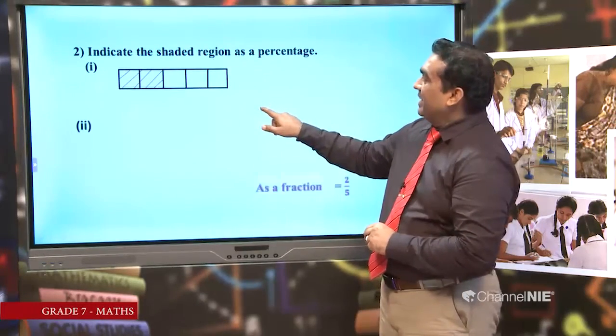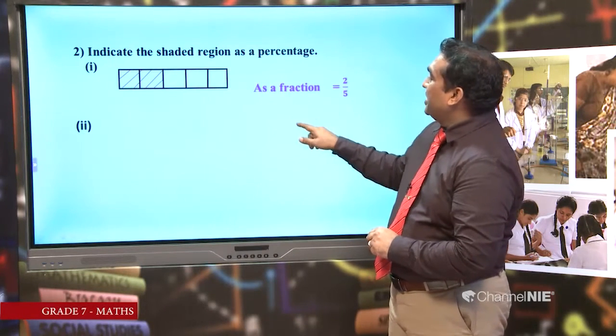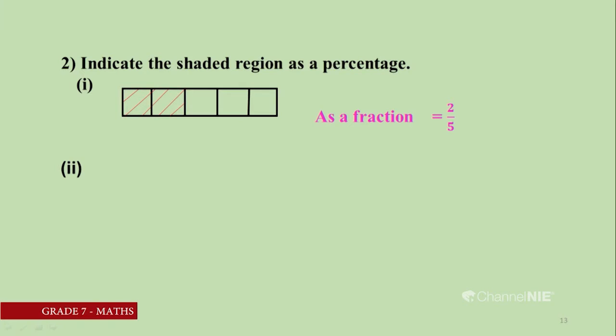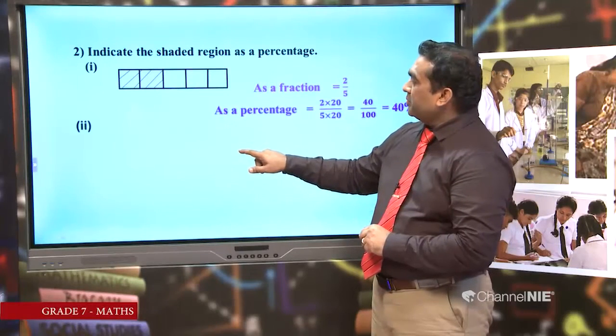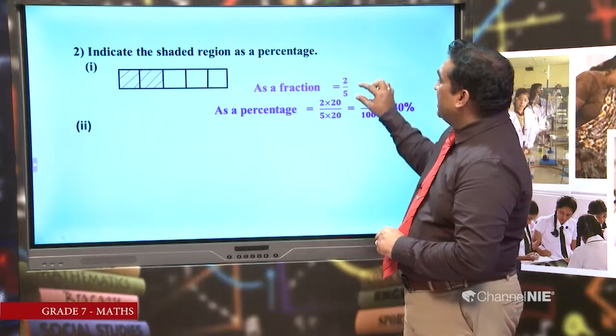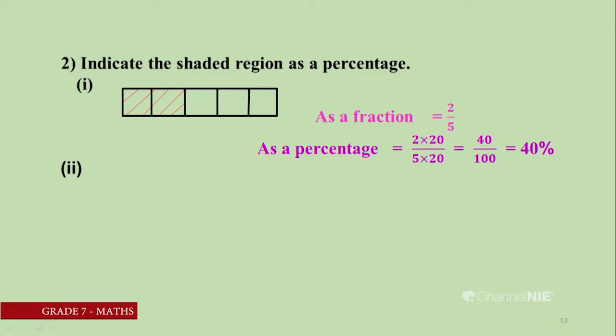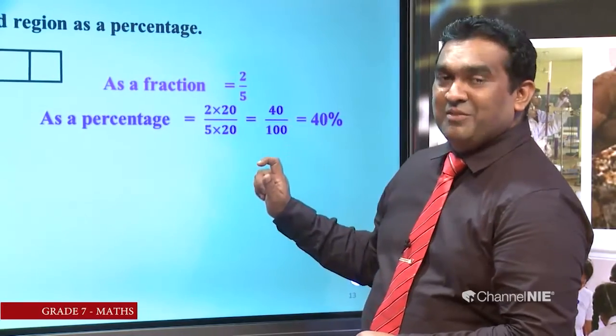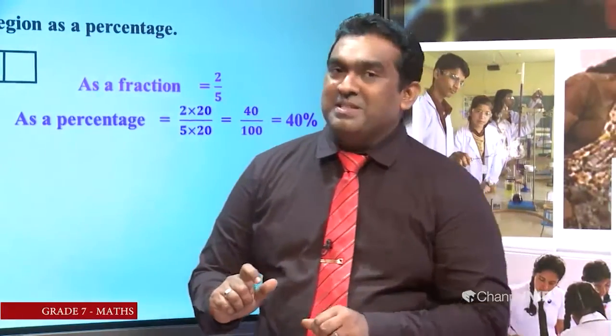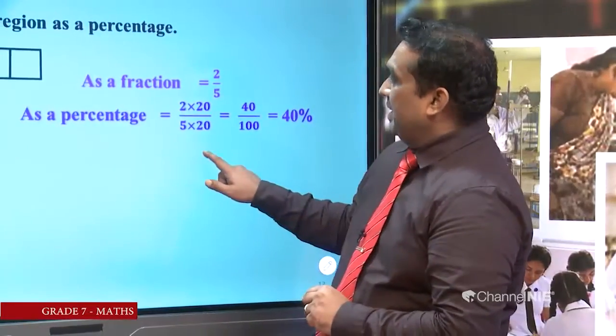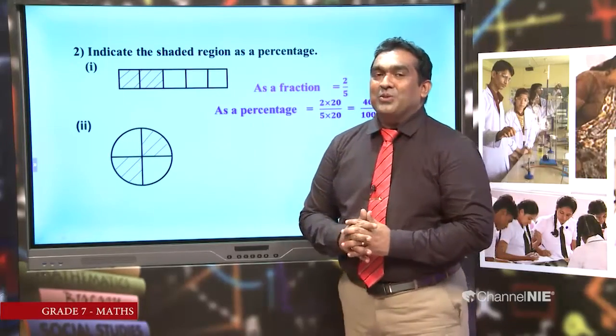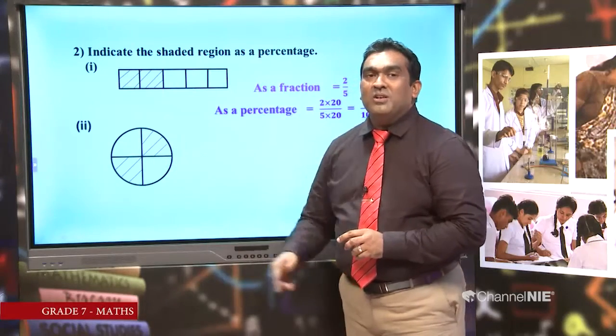Then, shaded region as a fraction 2 over 5. Out of 5, you have shaded 2 parts. Next one, as a percentage, this is the fractional form. You know that 5 should be multiplied by 20. As a result of that, 2 also multiplied by 20. 40 over 100. 40 over 100 means 40%. Right. Next one.